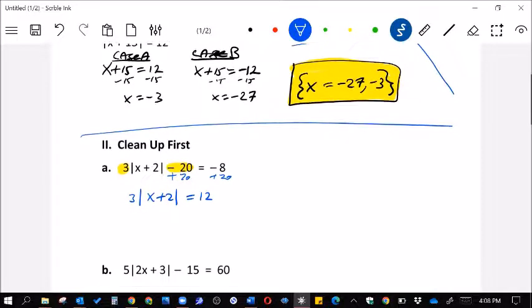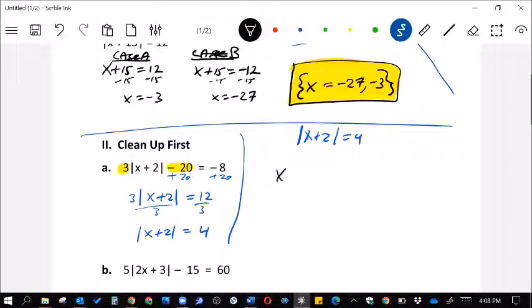So back to here now. We now are going to divide by the 3. So we get the absolute value of x plus 2 is equal to 4. Now we can do the two cases. Okay, so having done that, we'll do x plus 2 is equal to 4 and x plus 2 is equal to negative 4. So subtract 2 here and subtract 2 here. So x is equal to negative 6. And 4 take away 2 is 2.